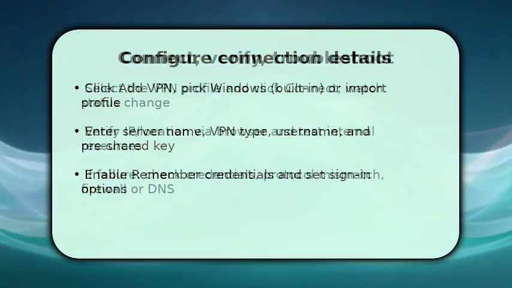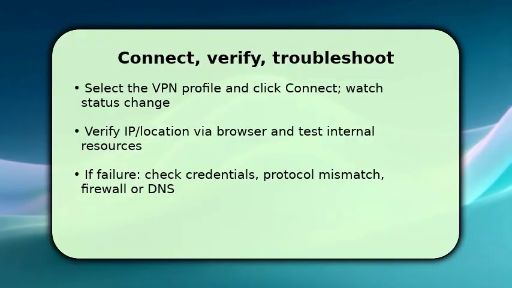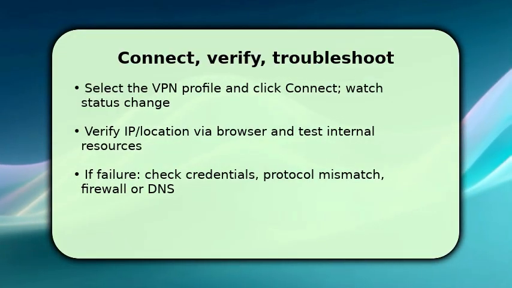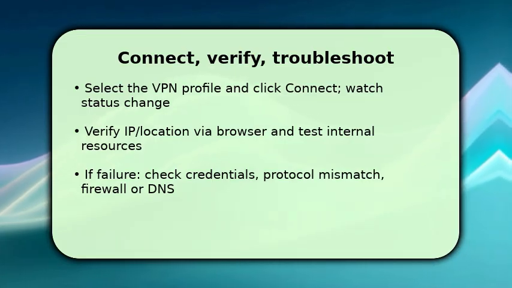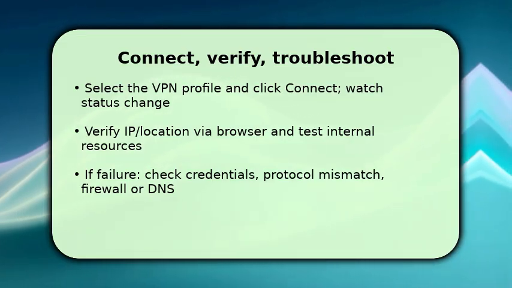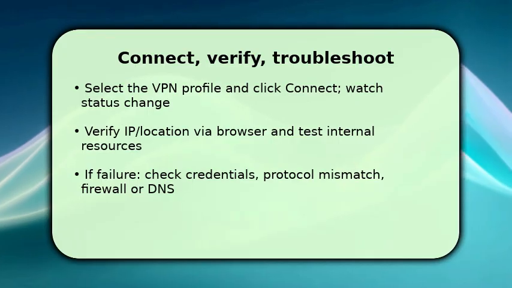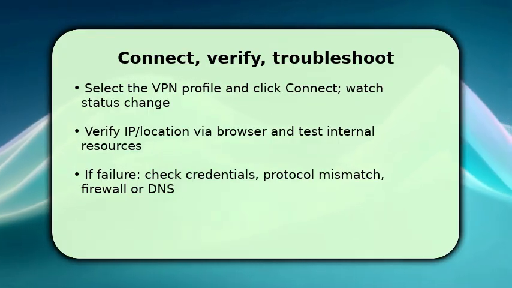You connect by selecting the saved profile and hitting Connect. Watch the status shift to Connected. Once connected, verify your IP and location in a browser and confirm access to internal resources like file shares or intranet pages to ensure routing works.